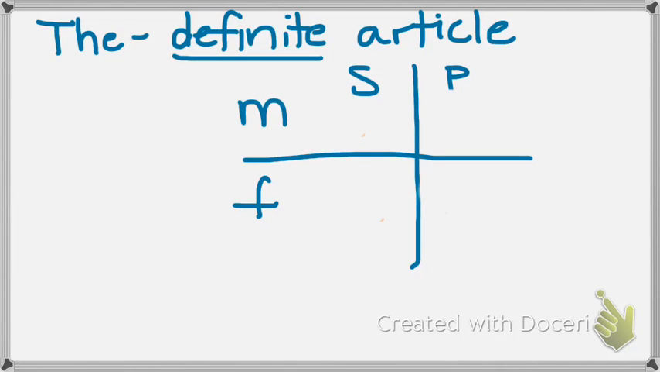In English and Spanish, there's something called the definite article. It's "the." When you say "the book," you know which book you're talking about, the book on the desk. Okay? And in Spanish, there are 4 ways to say the definite article.